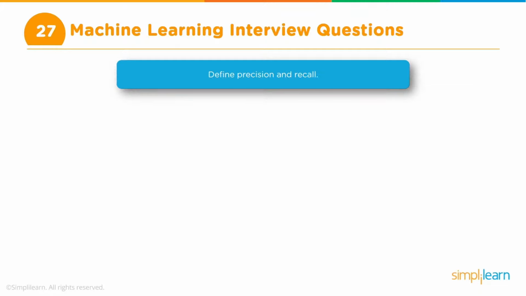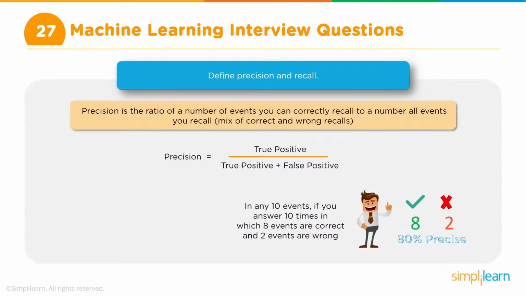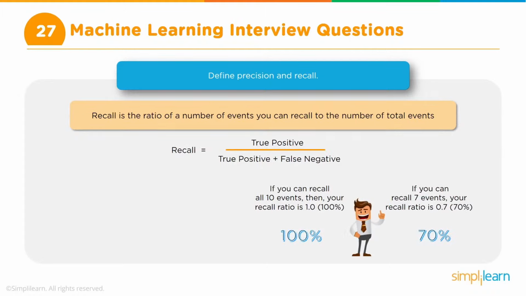Define precision and recall. Now again, here I think it would be best to draw a diagram and take the confusion matrix, and it is very simple. The definition is like a formula. Your precision is true positive by true positive plus false positive, and your recall is true positive by true positive plus false negative. Okay, so you can just show it in a mathematical way. That's the easiest way to define.